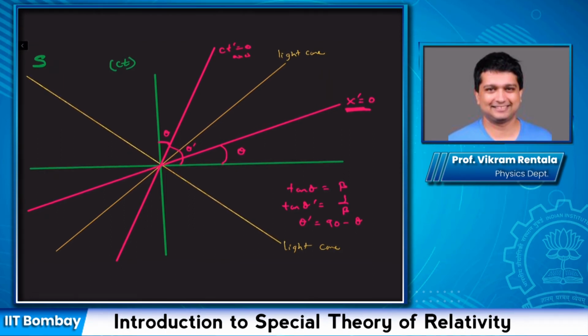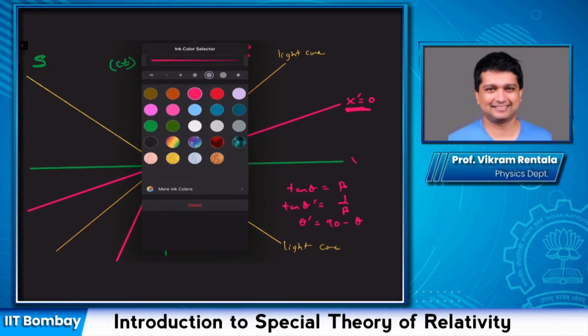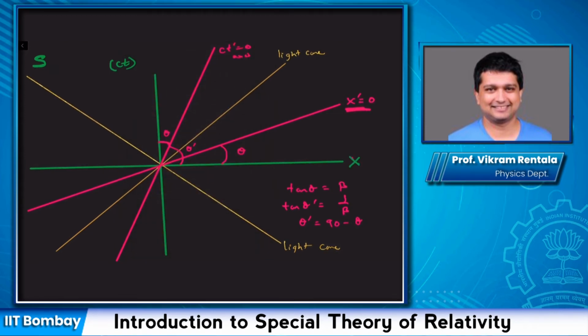make equal angles with the x equals 0 axis, that is, with the x-axis and the ct axis. Let me erase these extra angle labels. Sorry, to be clear, this is the x prime axis, which has all points where t prime is 0, and this is the t prime axis, for which all points have x prime equal to 0.